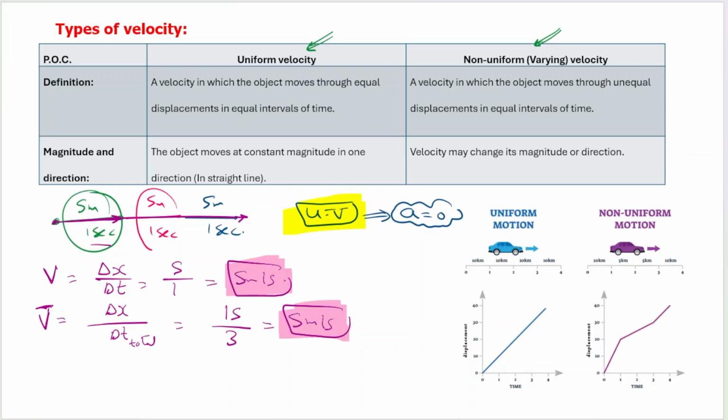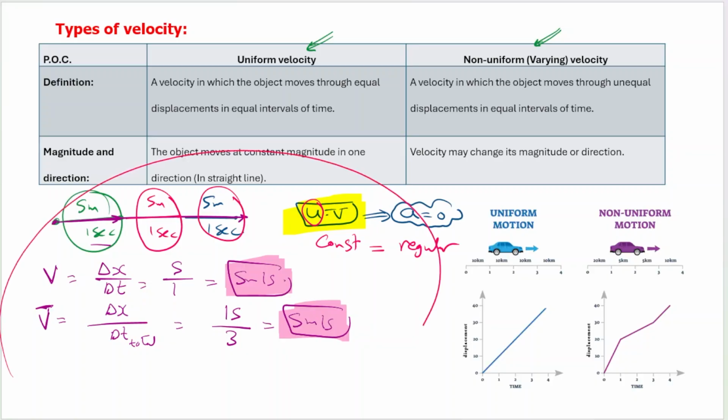Also, can you see? 5 divided by 1, it's also 5. So the speed is constant. If you have constant speed, regular speed, or uniform speed, they are the same. But what if, I will duplicate this slide, what if we have another object?